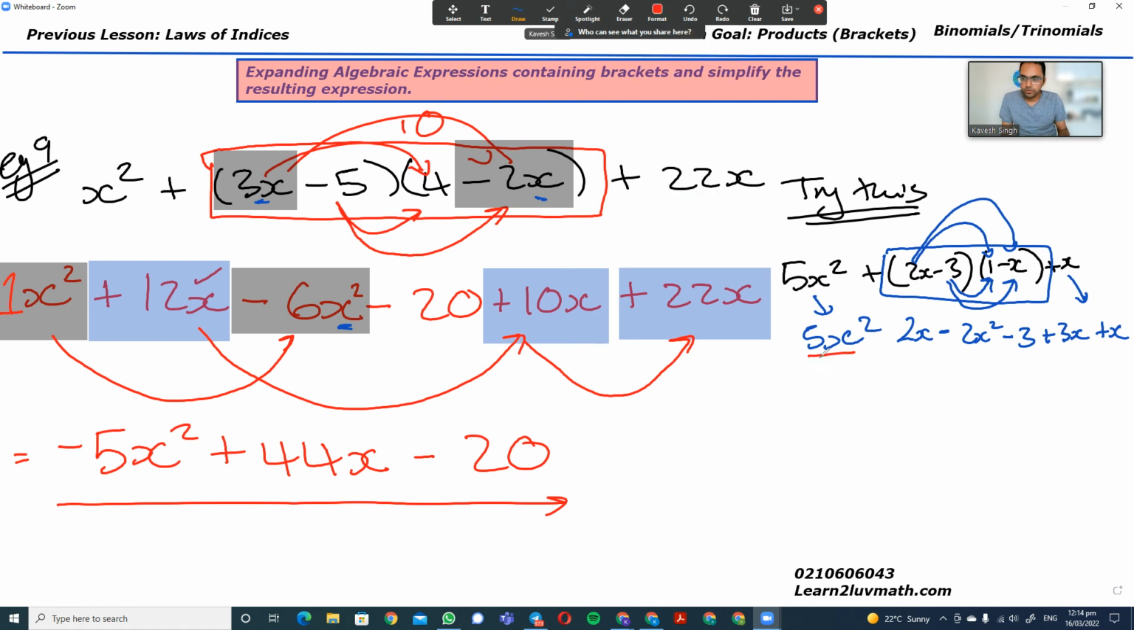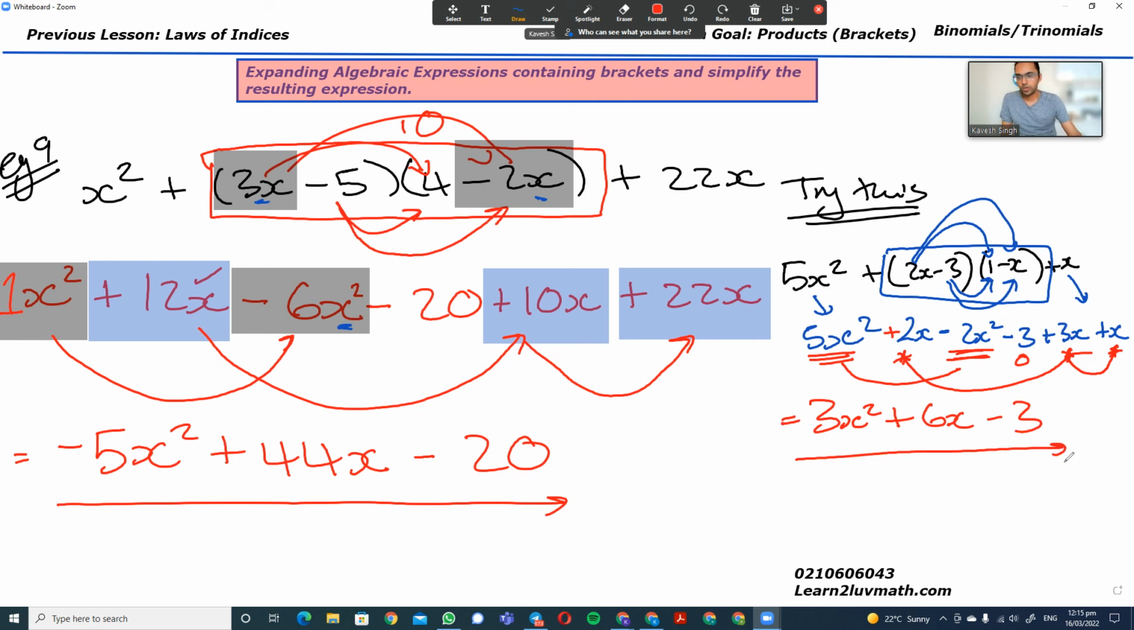The like terms over here would be the x squared. This is, by the way, positive. And 2x. I also have 2x, 3x, and x. And then I have negative 3, which is on its own. So 5x squared minus 2x squared gets you 3x squared. 2x plus 3x is 5x. 5x plus 1x gets you 6x. And the negative 3 stays where it was. My final expansion becomes 3x squared plus 6x minus 3.